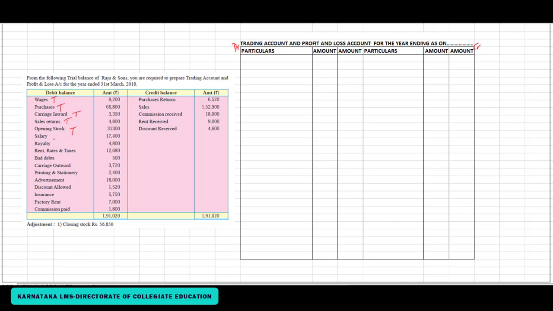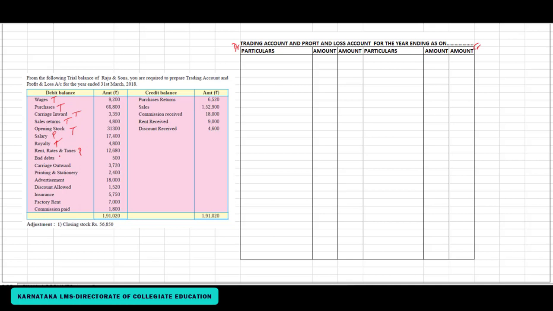movement of goods, so it shows the goods movement and the balance, so that it will be in the trading account. And salary, it's like an indirect expenditure, so that it will be in the profit and loss account. Royalty is a trading item because it is a direct expenditure. And rate and taxes, that is an indirect expenditure, in the profit and loss account.